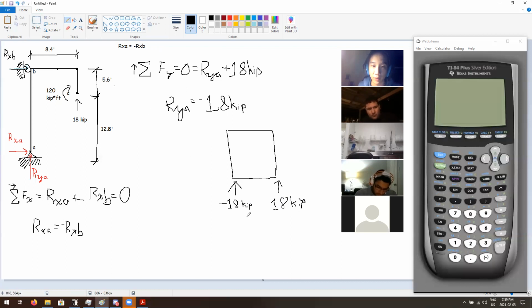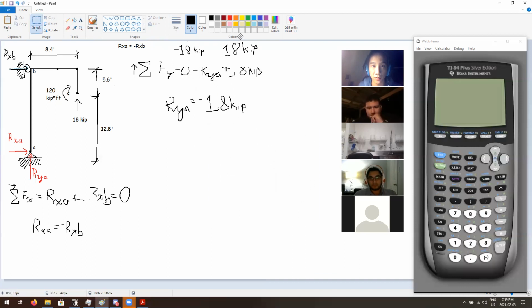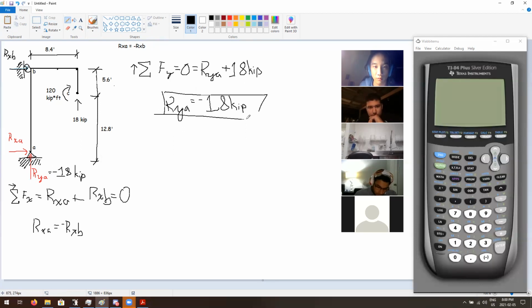That's just another way of thinking about it. See how both of these are pointing up? One of them has to quote unquote push down or pull down. So that's going to be this unknown. So it's going to be minus 18 kip. Don't know if that confused anyone. If that confused you, forget about it. This is equal to minus 18 kip. Make sure it's pointing up. And we got the first one. Beautiful. Just going to box that.